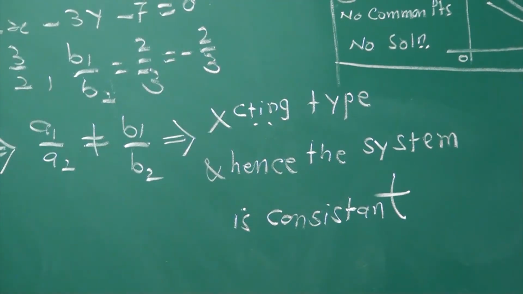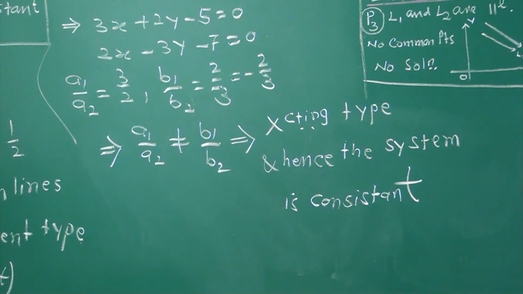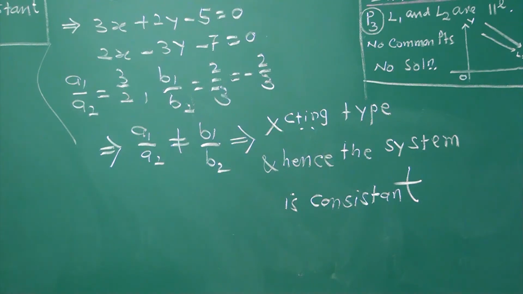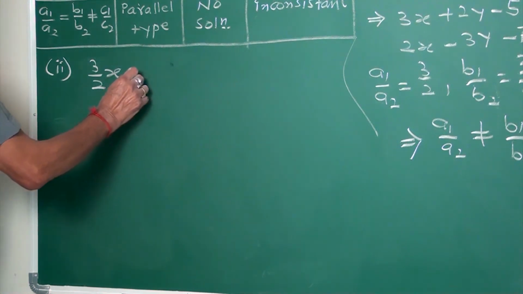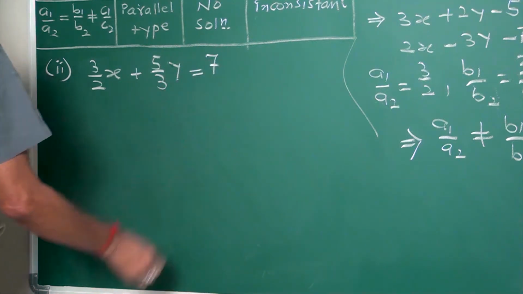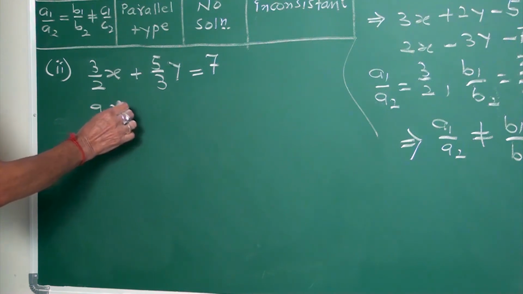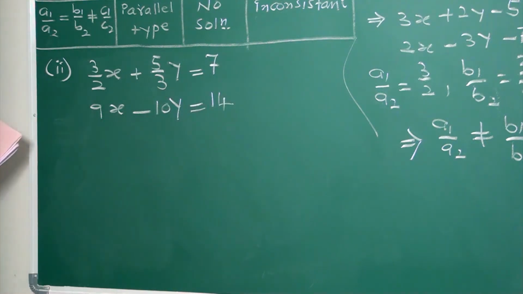It's simple. 2 more questions. Next example is: 3 by 2 into x plus 5 by 3 into y equal to 7, and 9x minus 10y equal to 14. Yes, my friends. Simplify it.